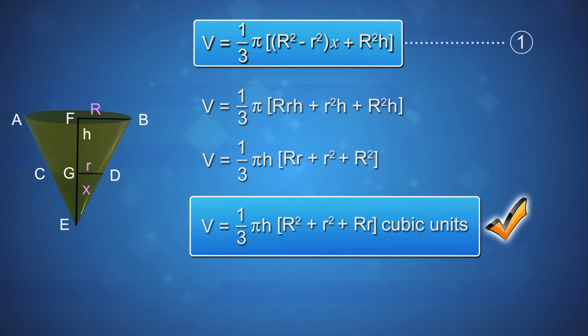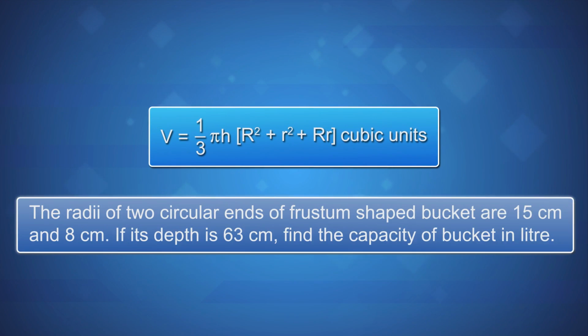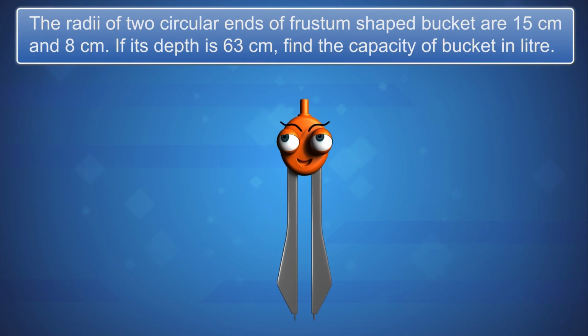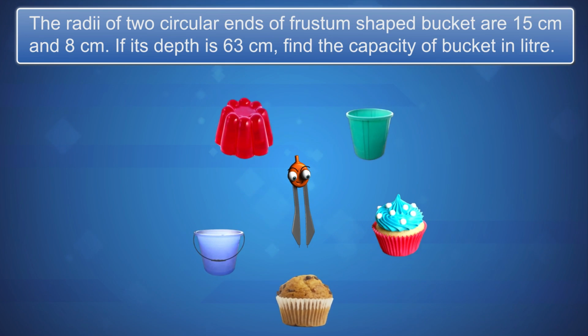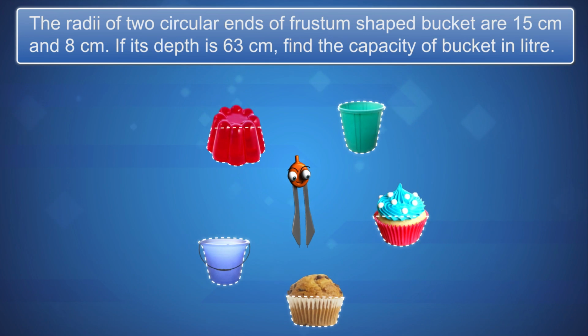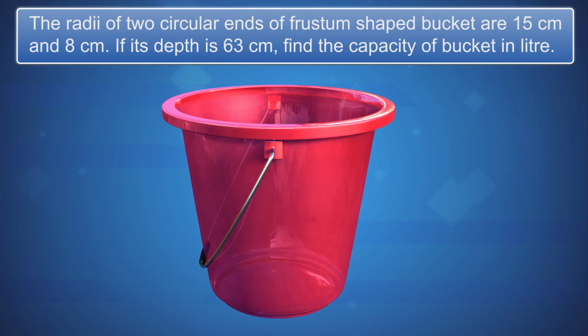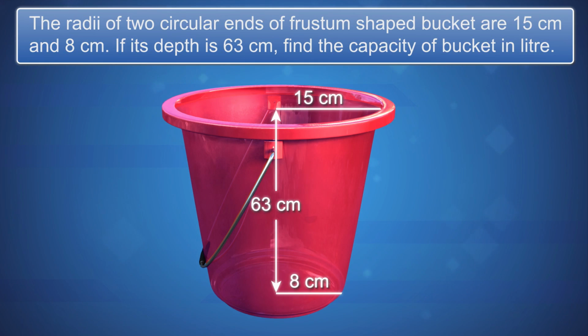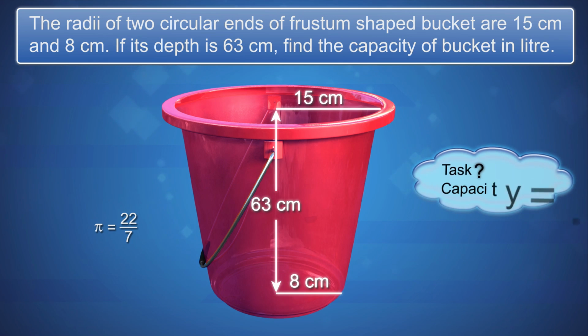Thus, we have successfully derived the formula for volume of the frustum of the cone. Next, let's solve a problem using this formula. Can you think of an object which is in the shape of frustum of cone? Let us now find the capacity of this bucket. The radii of its two circular ends are 15 cm and 8 cm respectively. Its depth is 63 cm and pi is equal to 22 by 7. What is our task? To find the capacity of the bucket in liter.